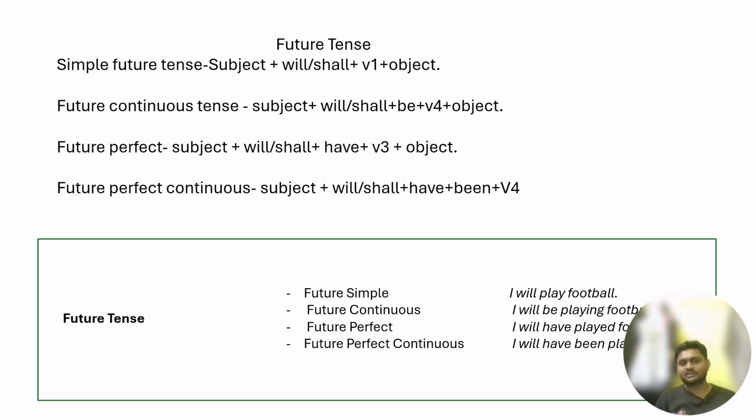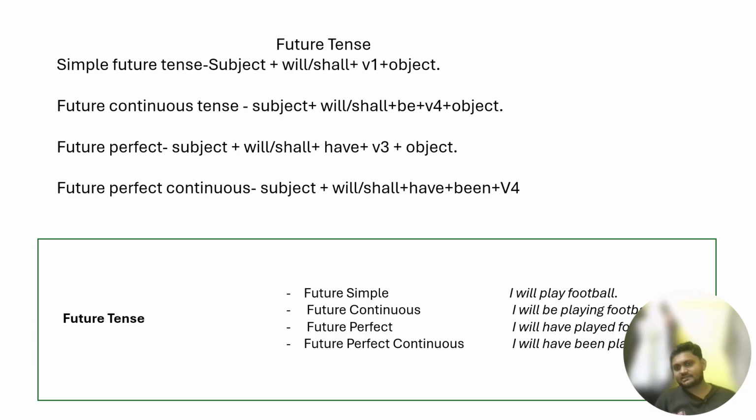Third, we have future perfect. Its structure is subject plus will/shall plus have plus verb's third form plus object. And its example would be I will have played football.